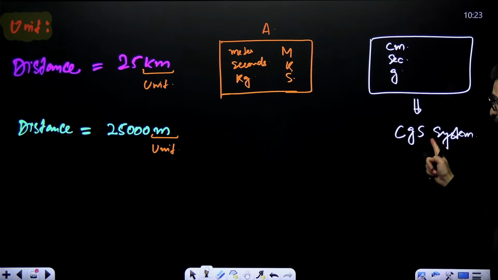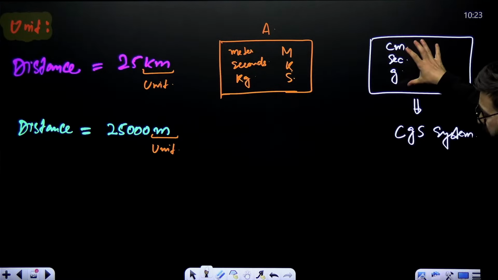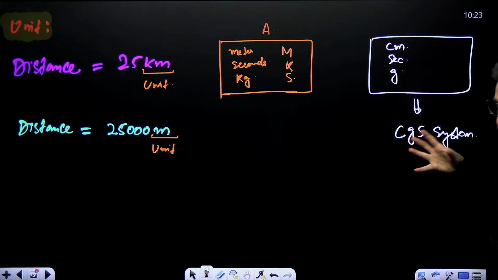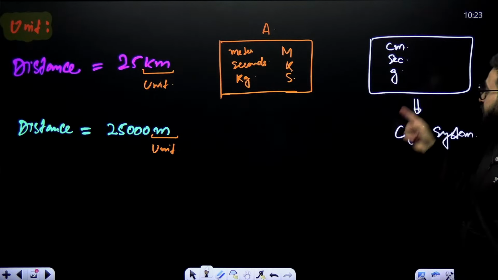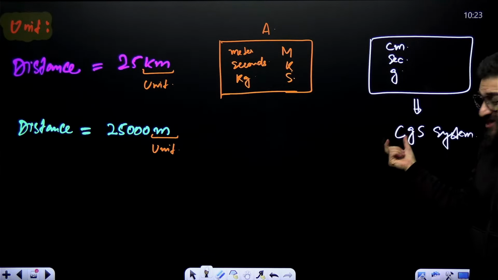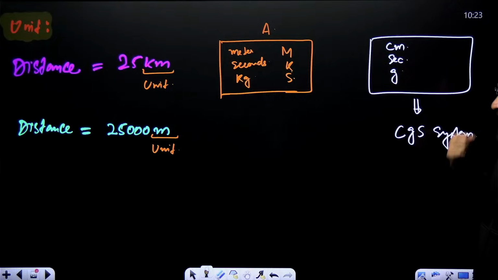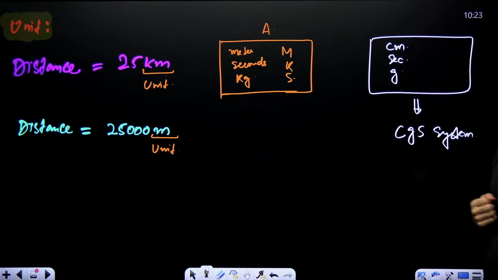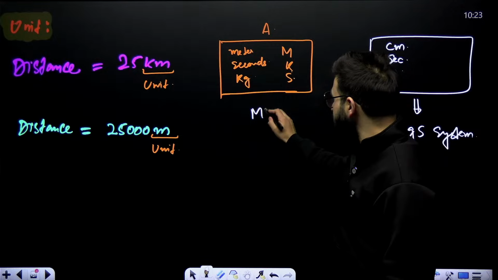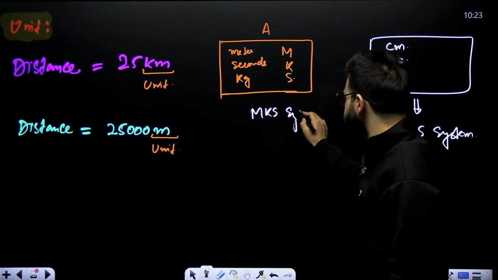What is that? Centimeter gram second system. So if a group of people, or a particular country, is following a particular set like CGS, they measure the distance in centimeters, the time in seconds, and the mass in grams. This is called the CGS system. This is what we call the MKS system.